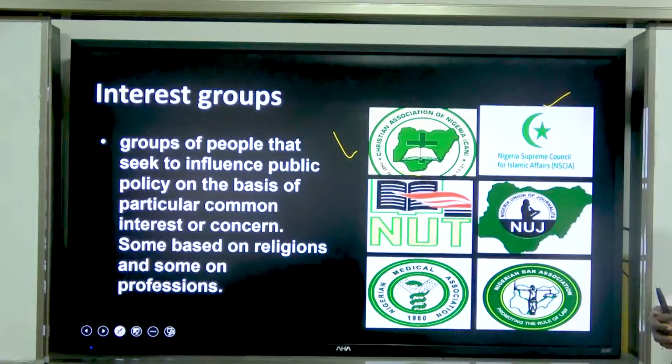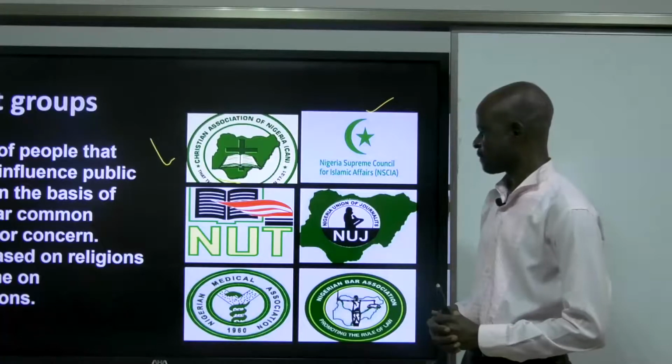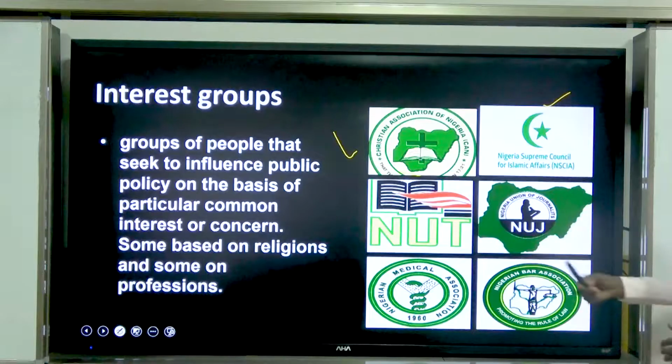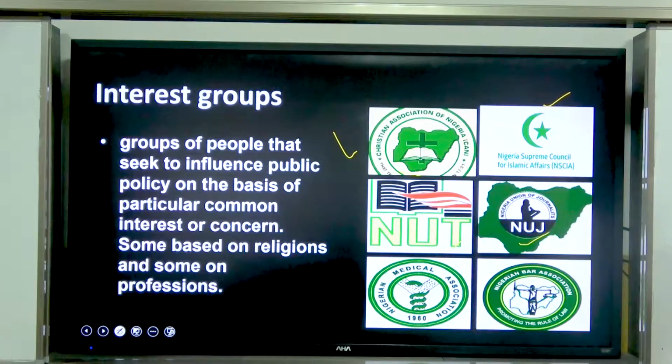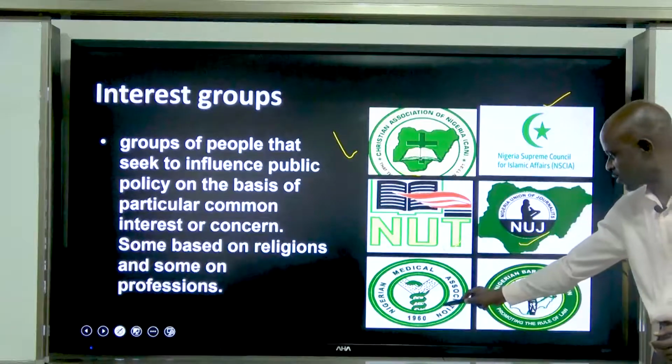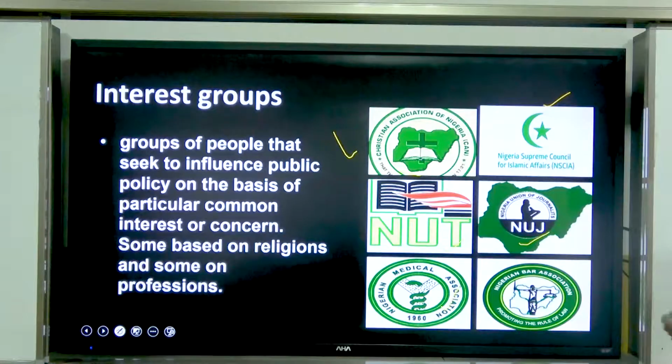They are concerned about the interests of their group members. The second one I mentioned is that of professions. Members of this group belong to the same profession. An example is Nigeria Union of Teachers, NUT. We have the NUJ, Nigeria Union of Journalists. We have the Nigeria Medical Association for doctors and Nigeria Bar Association for lawyers.